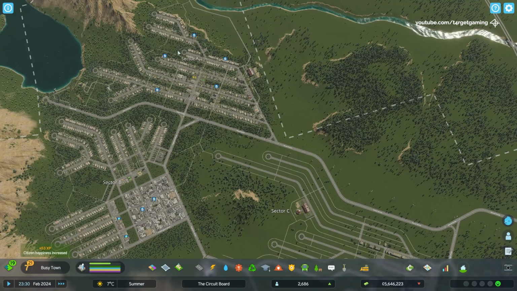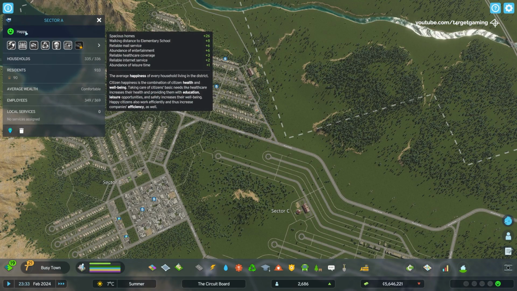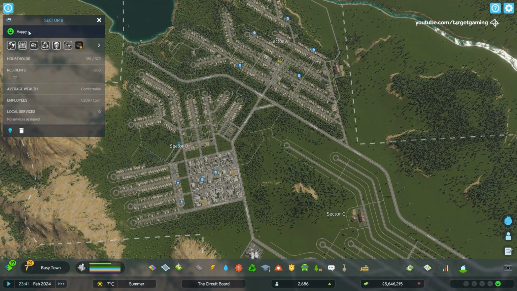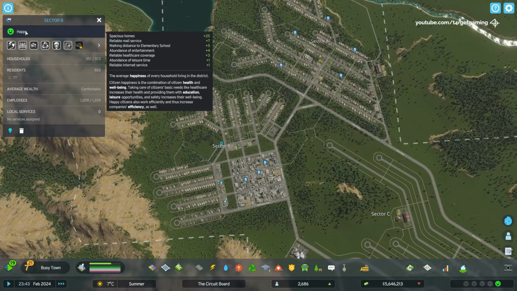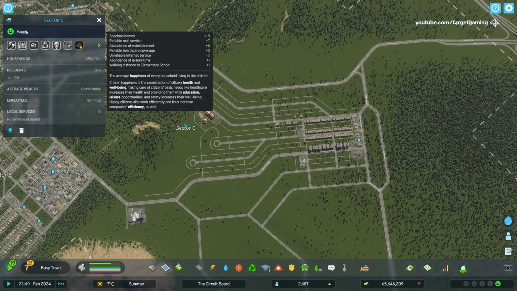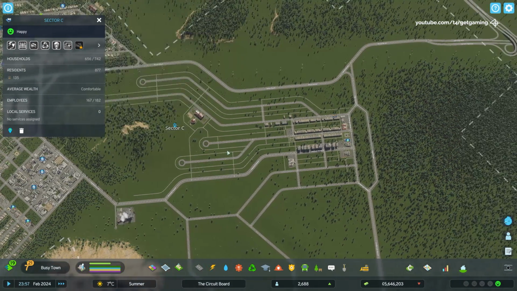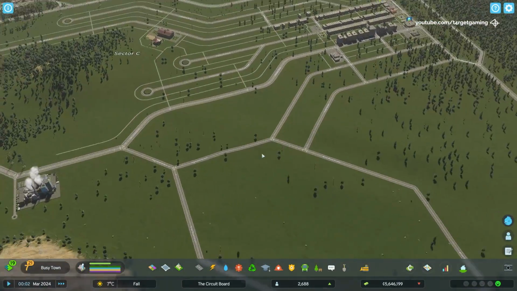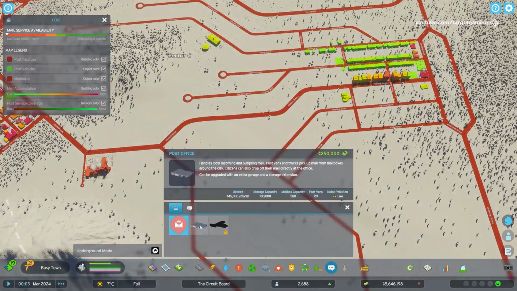Now, by clicking the different district names, I can kind of see what each one needs. So this one is pretty much covered. They are very happy. Sector B is also very happy, so no issues with that. And Sector C, which is the most recent district that we have, is complaining about the lack of internet service coverage. So I think it's actually a good time for us to expand and add that particular service.